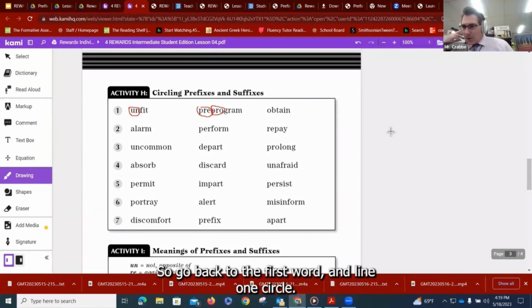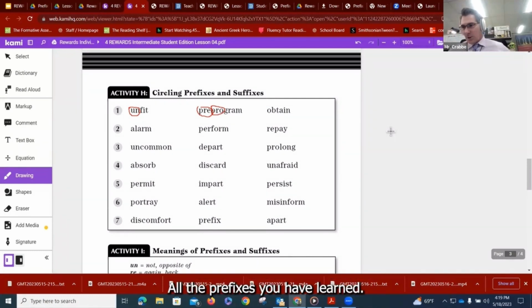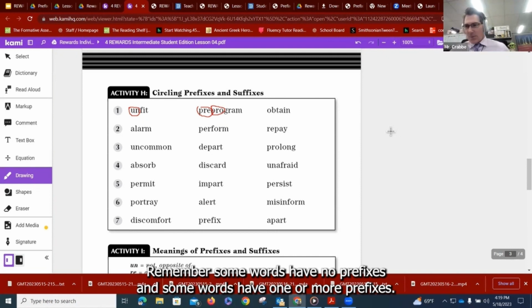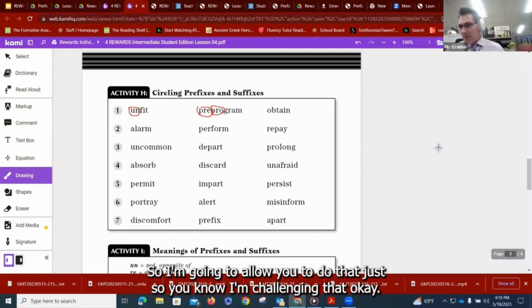All right, so go back to the first word in line 1, circle all the prefixes you have learned. Remember, some words have no prefixes and some words have 1 or more prefixes. So I'm going to allow you to do that.